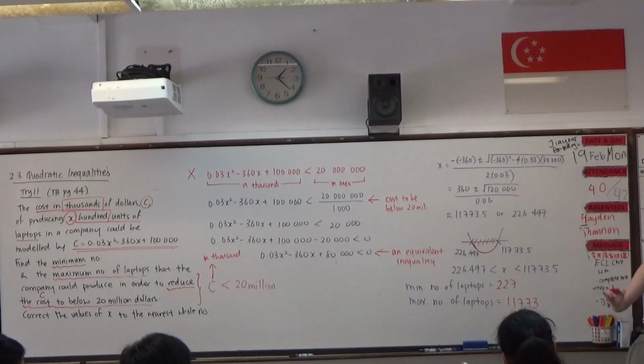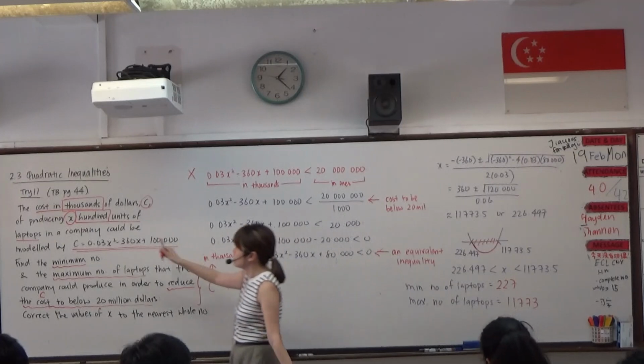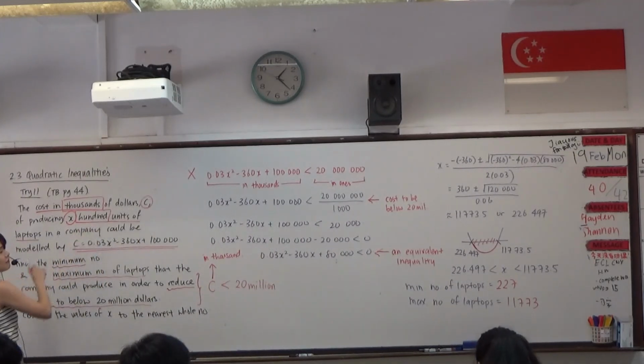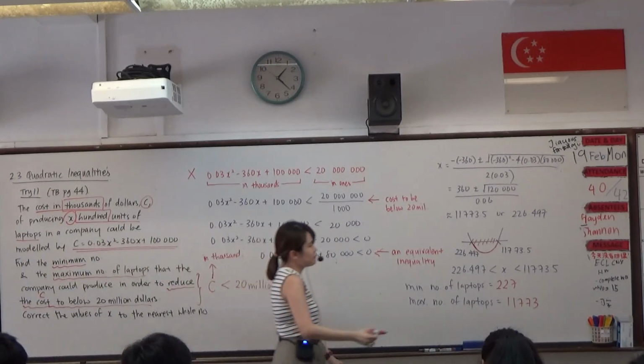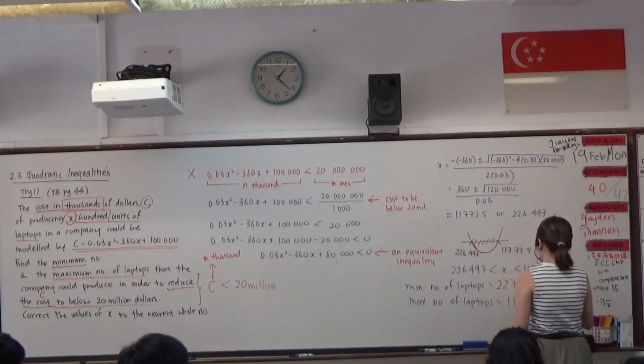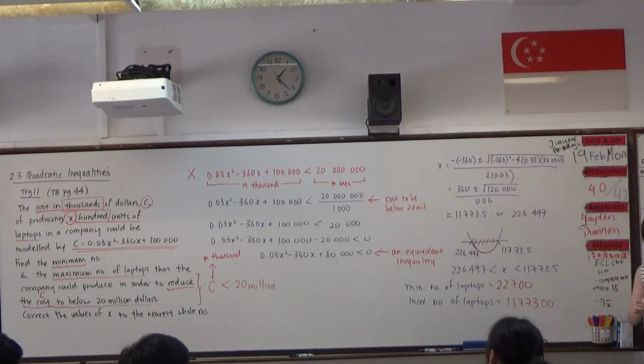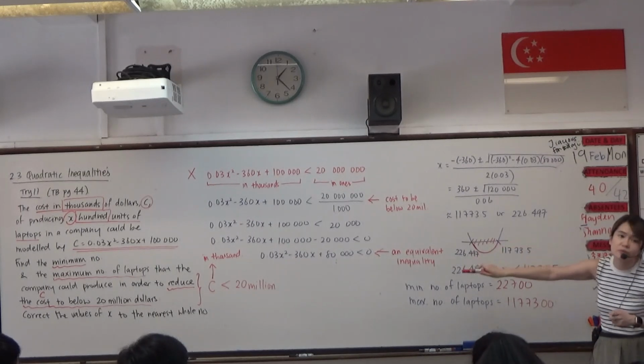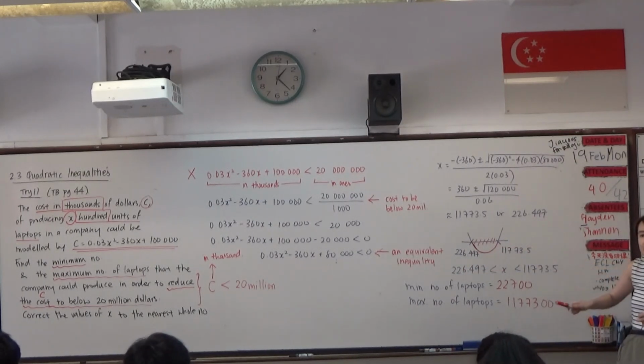And not forgetting that our number of laptops is measured in terms of 100 units. So therefore, I must put in additional zeros, so we don't lose track of what we are doing, we don't lose track of the context of the entire question.